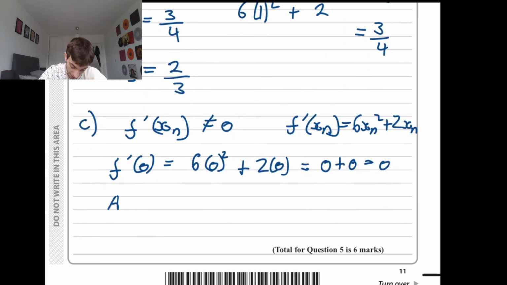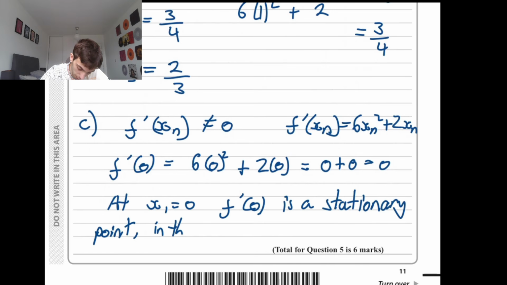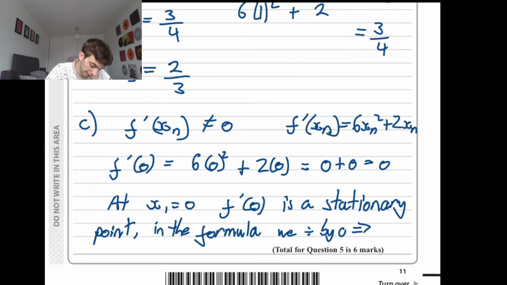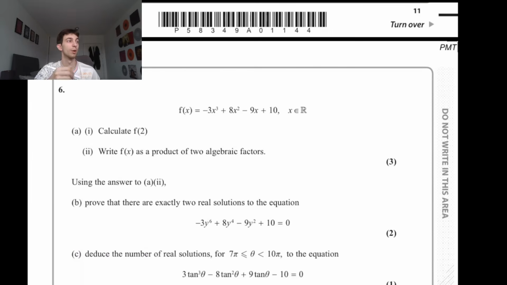So we can say at x1 equals 0, f dash of 0 is a stationary point. We can just say we have a stationary point at x1 equals 0. And we can also say in the formula, so what does that mean? We would be dividing by 0. We divide by 0, which we know is undefined. So we cannot have x1 equals 0, because we'd have that f dash of xn, or f dash of 0, is equal to 0, so it would not work for the Newton-Raphson formula. On to question 6. Okay, question 6, here we go.